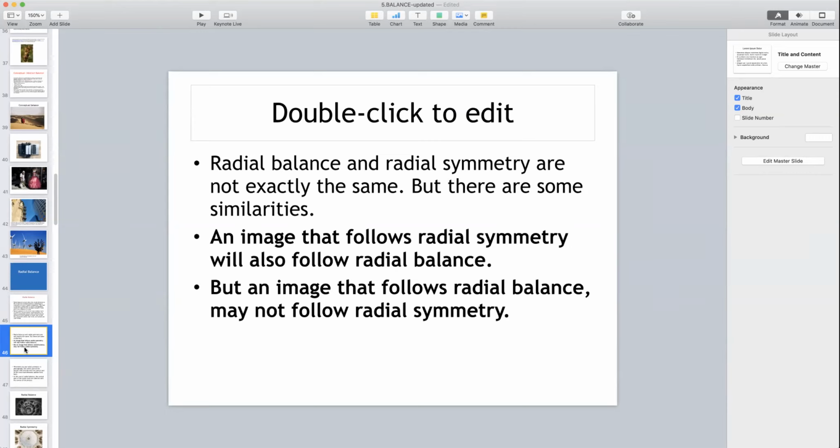Similarly here, radial balance and radial symmetry are not exactly the same, but there are some similarities. The similarity is this: an image that follows radial symmetry will also have radial balance, but an image that follows radial balance may not have radial symmetry. Did you understand?